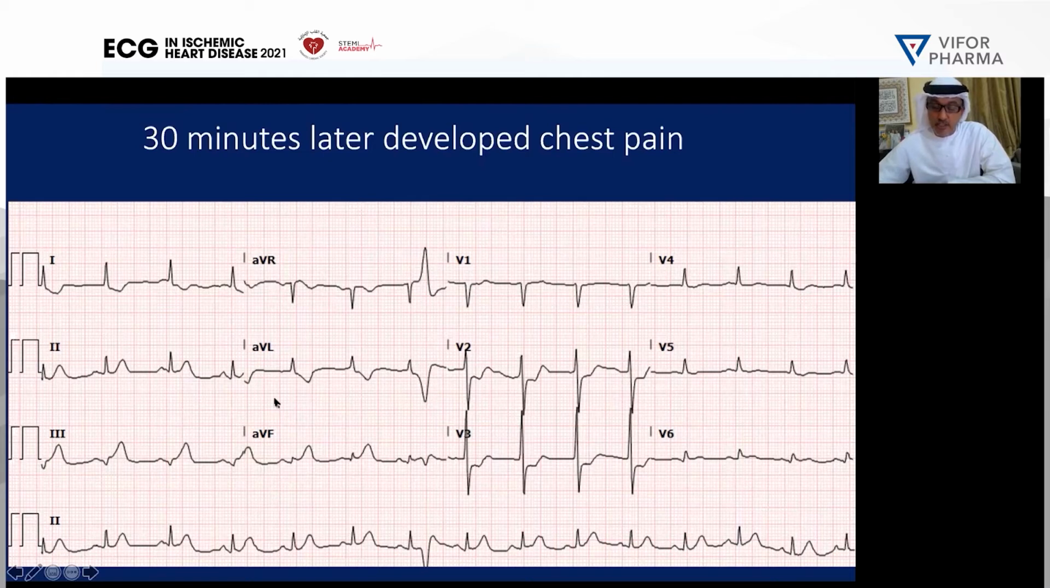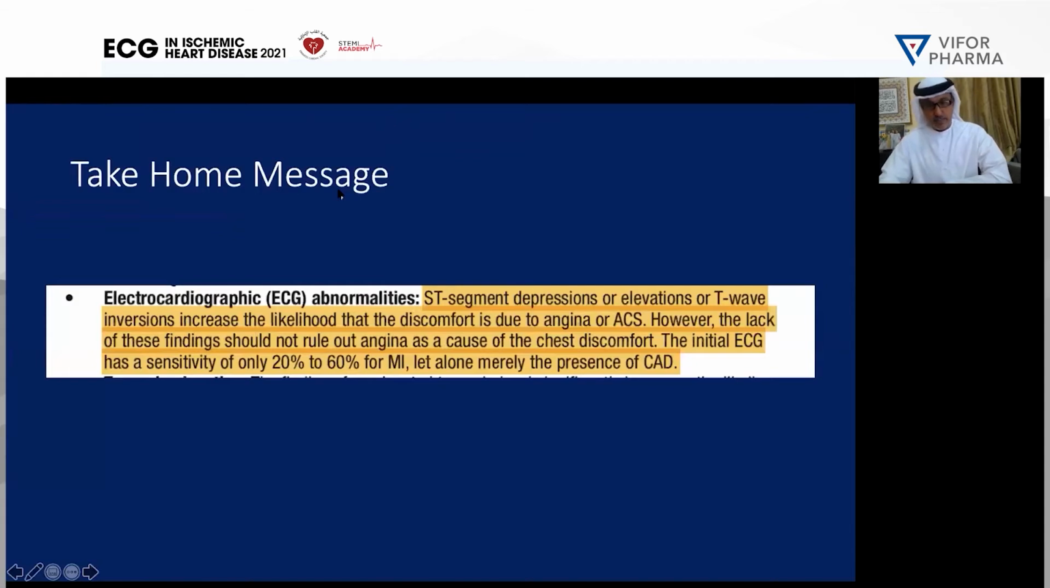So the message out of this case is that a normal ECG does not rule out acute coronary syndrome. Imagine, Dr. Zubaidi, if this patient was discharged from the clinic and died in the street outside, what would happen to the doctor in the investigation? Well, in this case, because of the clinical scenario, I think that person is liable, because acute coronary syndrome is a clinical diagnosis, not ECG only. ECG helps, but you have to use your clinical sense.